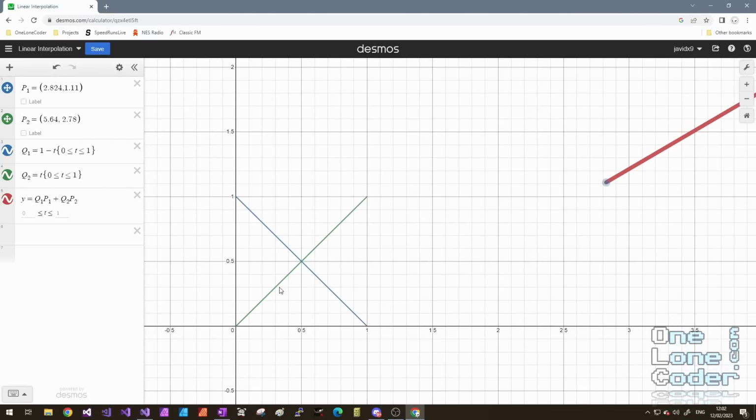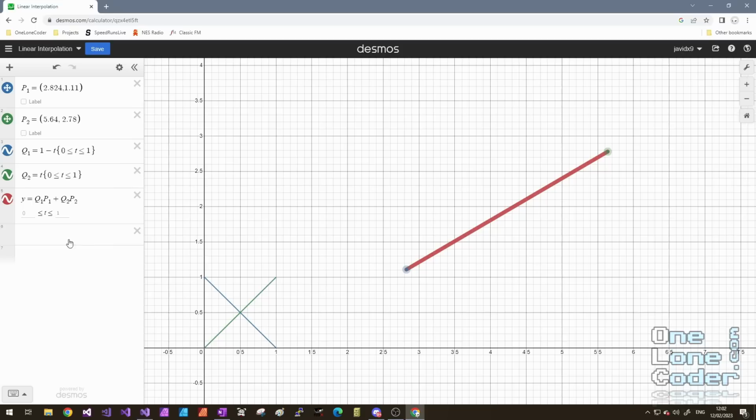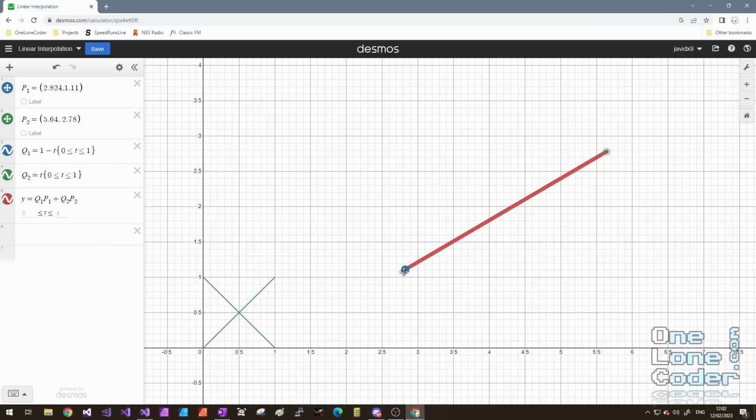The green line represents Q2, which means as we increase in t along the x-axis here, we take more of that point, and conversely, we take less of P1, the blue point. I then draw that function here with y equals Q1 P1 plus Q2 P2. And so as I move the points around, this is all being calculated in real time. The red line is the resultant linear interpolation of t between 0 and 1 and my 2 points.